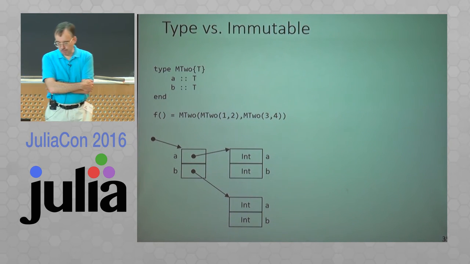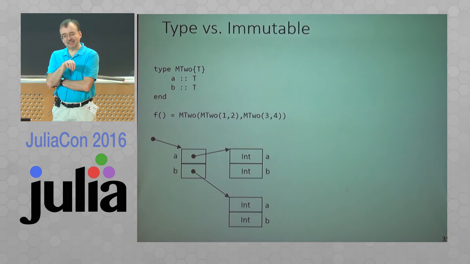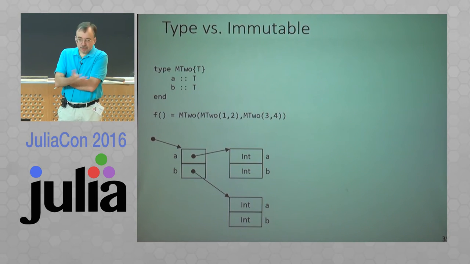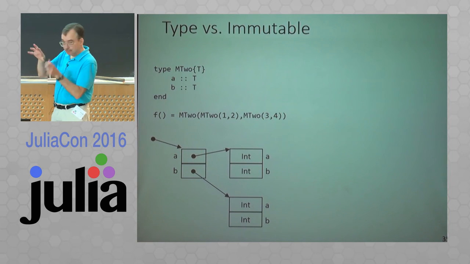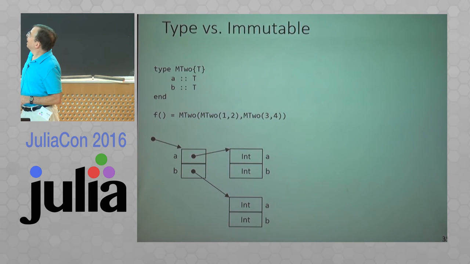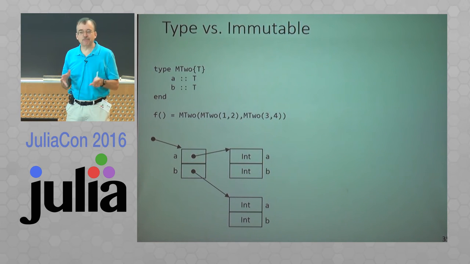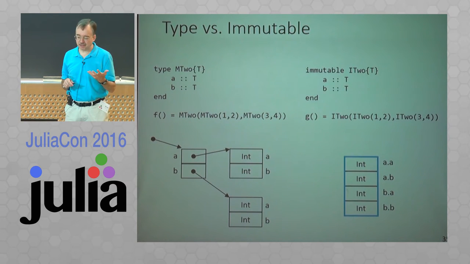I have a pair there called immutable 2, or M2, and it has two fields. You can think of it, by default, as always passed by reference. So when I have M2 of M2, on the outer one, the A and the B are going to be pointers, because types are passed by reference. And then inside that, the fields on the inner two M2s don't have pointers, because ints are so-called immutable types. They can't be changed. Ints are just values. You can't change an int. Three is three.